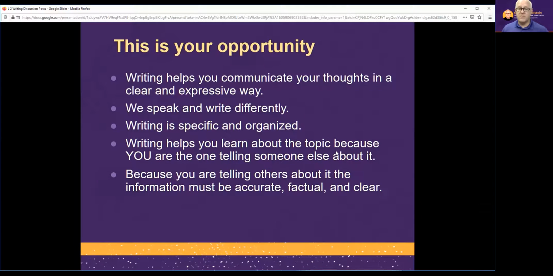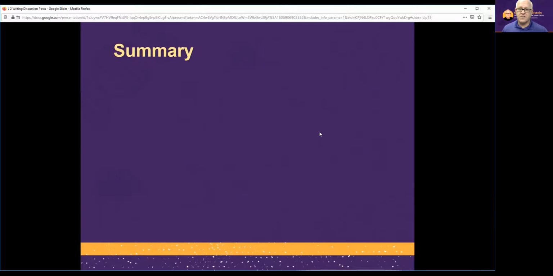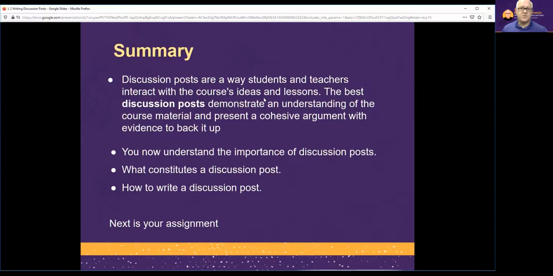Writing helps you learn about topics because you're the one that's telling someone else about it. And because you're telling others about it, the information must be accurate, factual, and clear. So let's summarize this. Discussion posts are a way students and teachers interact with the course's ideas and lessons. The best discussion posts demonstrate an understanding of the course material and are presented in a cohesive argument with evidence to back it up. And so now you should understand the importance of discussion posts. They're really a lot of fun, by the way.